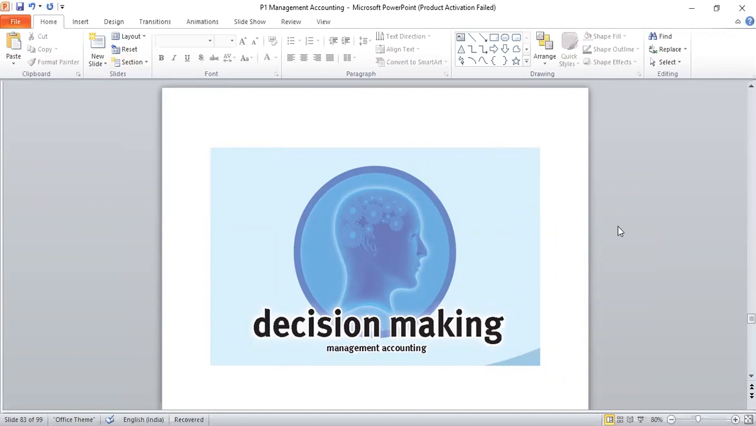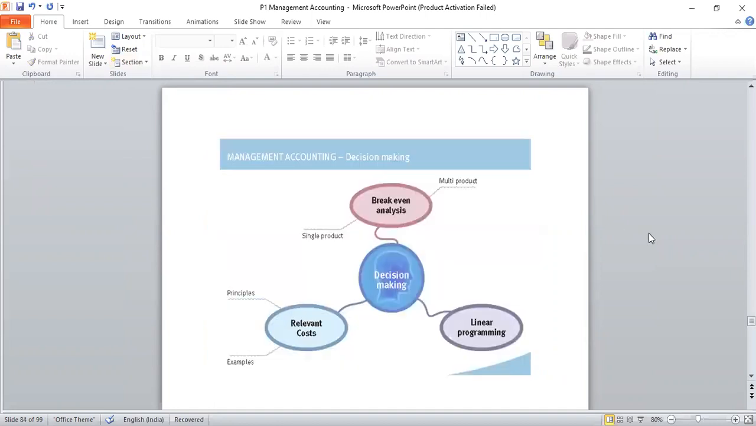So the next topic we have is decision making. Under decision making, there are three topics. One is relevant cost, one is break-even analysis, one is linear programming. This is the last but one chapter. After that, we have risk and uncertainty.